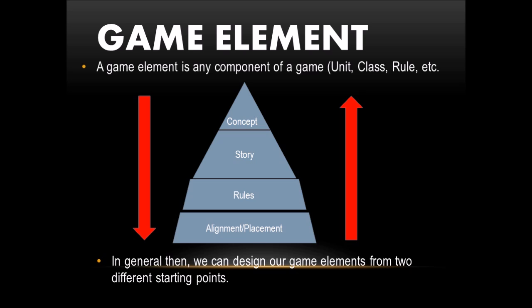Alignment placement means simply what is the purpose of this thing within a larger game. It's something that sits beneath the rules in bottom-up design. And I'll talk about how when we dig into this. But in general then, now that you understand the four concepts going on in this pyramid, you can easily see that there are two different ways we could design game elements. We could start from the top and work our way down, or we could start from the bottom and work our way up. Okay? So let's talk about those.